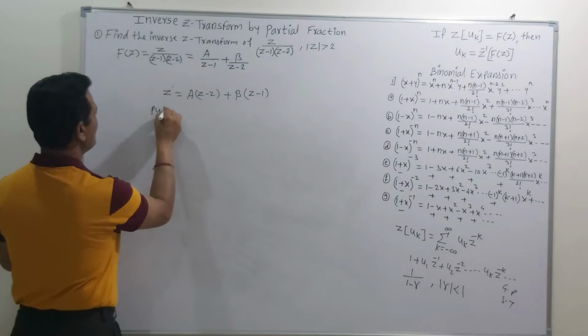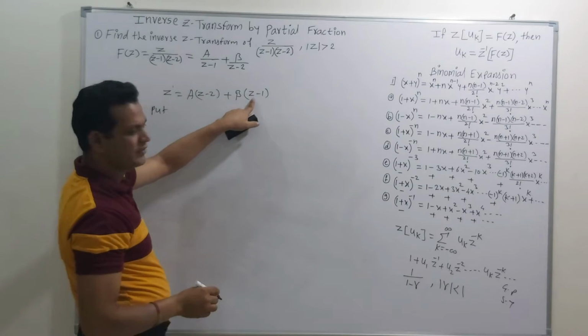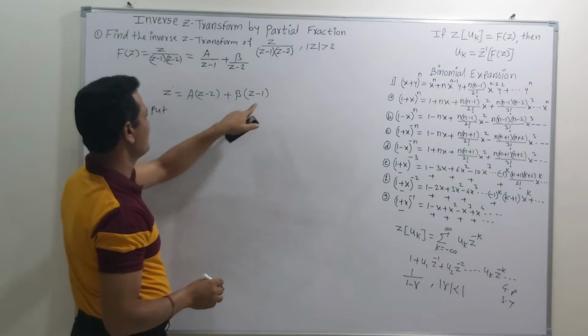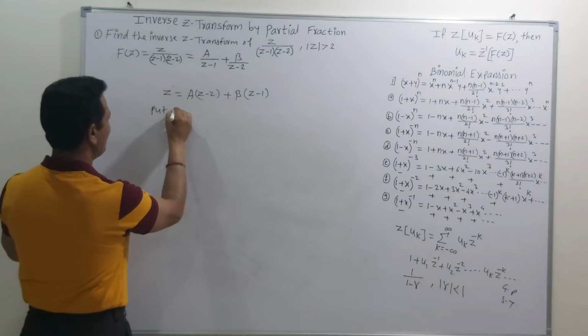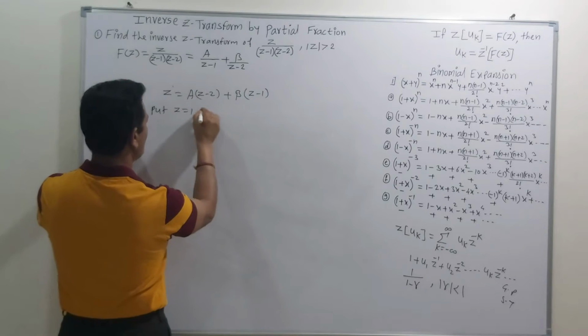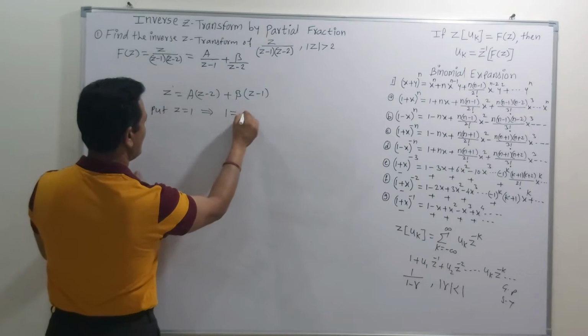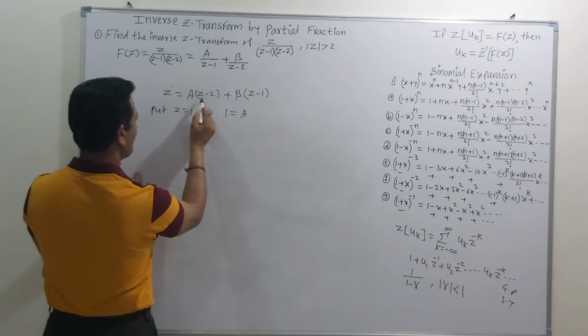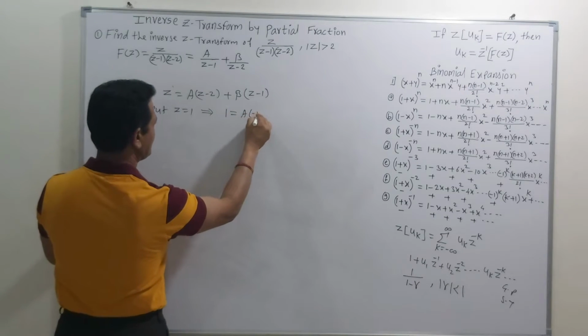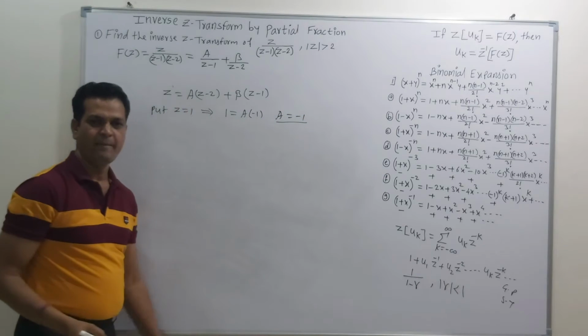To find the value of constant a, put the value of z in such a way that the b term becomes 0, and this is possible when we put z is equal to 1. So this factor becomes 0. We get 1 equal to a into (1 minus 2), so we get minus 1. This indicates that the value of a is minus 1.